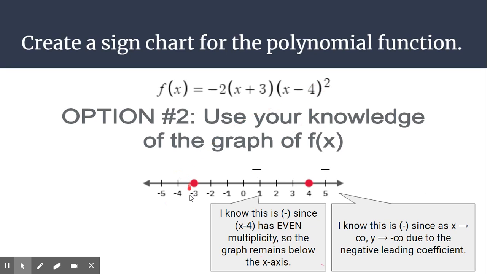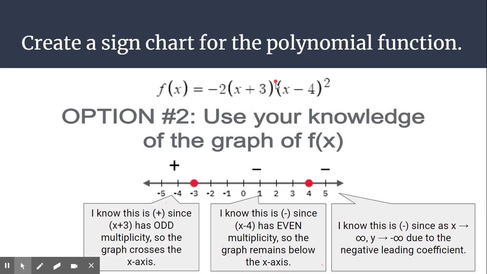For the last section, I'm going to focus on the -3. -3 has an odd multiplicity. That has a multiplicity of 1. That means the graph will cross the x-axis, meaning it will flip to the positive side. So based on the behavior at each x-intercept, whether it crosses or bounces, and based on the end behavior on this right side, I can fill in my sign chart just based on my knowledge of the graph instead of having to plug in numbers.